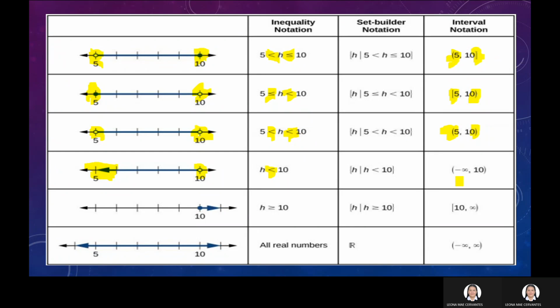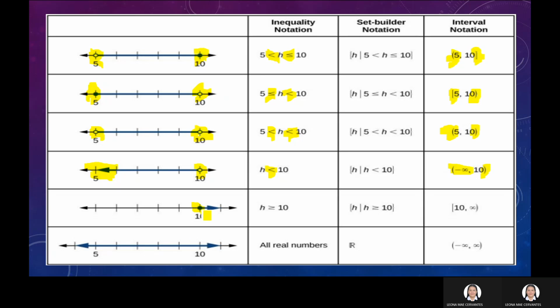Interval notation, we have negative infinity. Since we have an arrow going to the left, which is the negative side, then we will put negative infinity since it is continuous. Next, positive 10, not shaded or not included, so we will use parentheses.